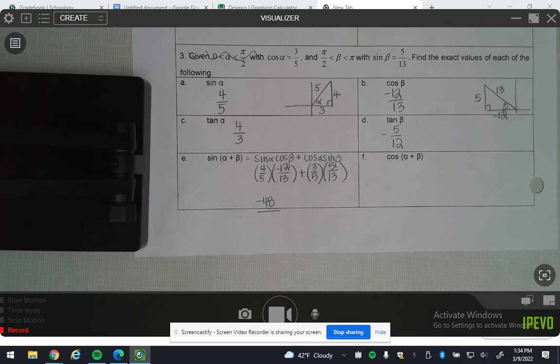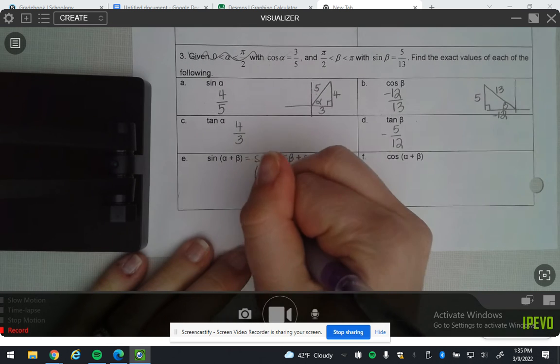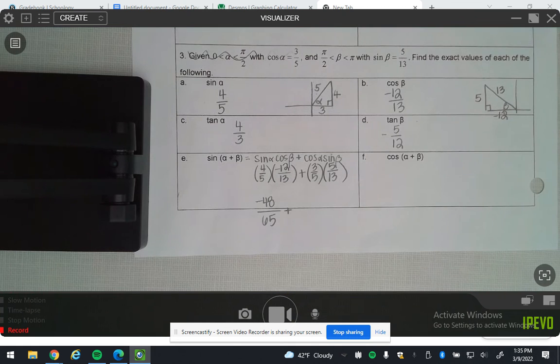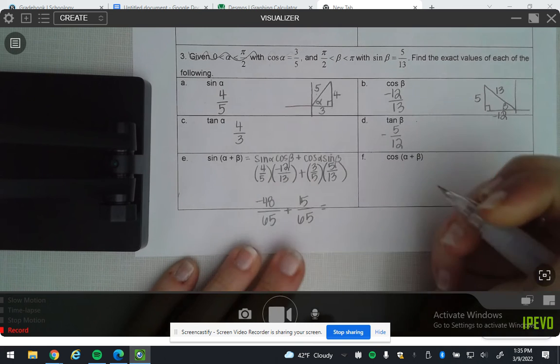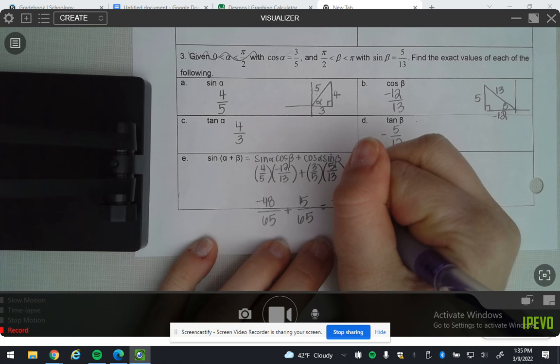So what's 5 times 13? Here's how I do this in my head. 5 times 10 is 50, and 5 times 3 is 15. I add them together, which gives me 65. Plus 3 times 5. Redeem yourself. What's 3 times 5? 15 over 65. So this is negative 33 over 65.